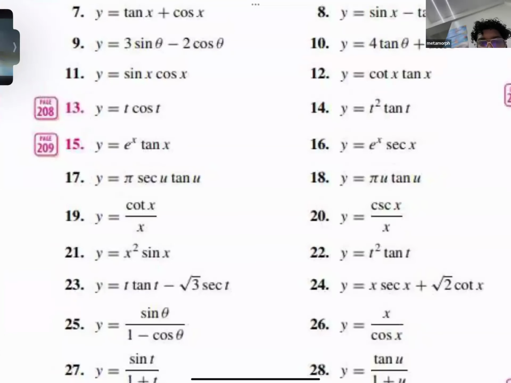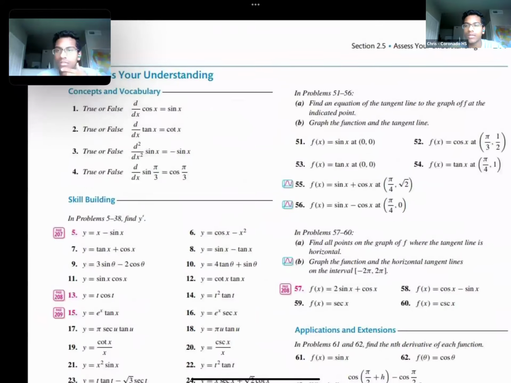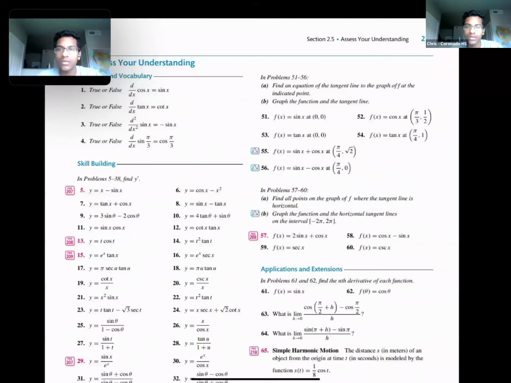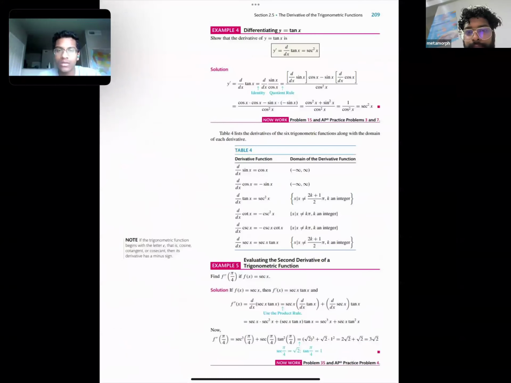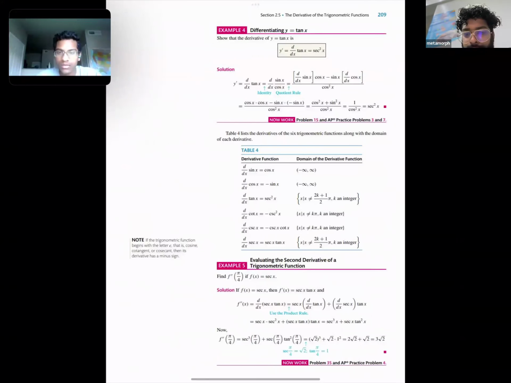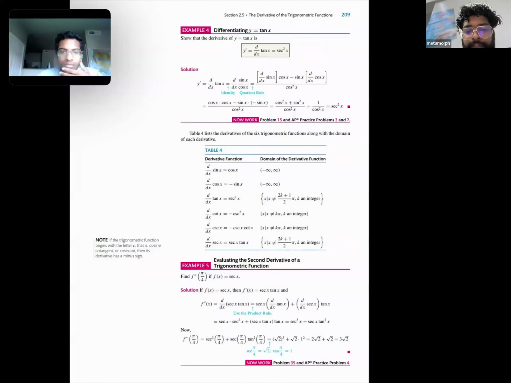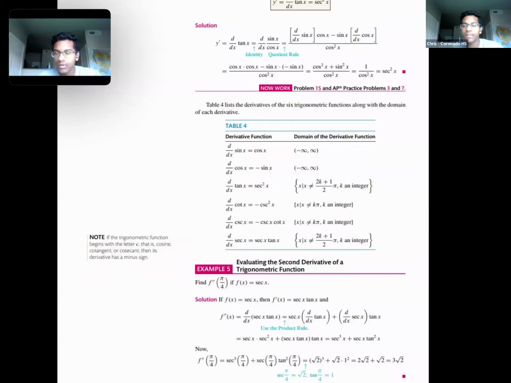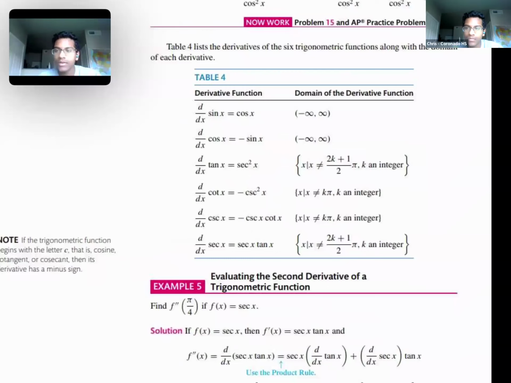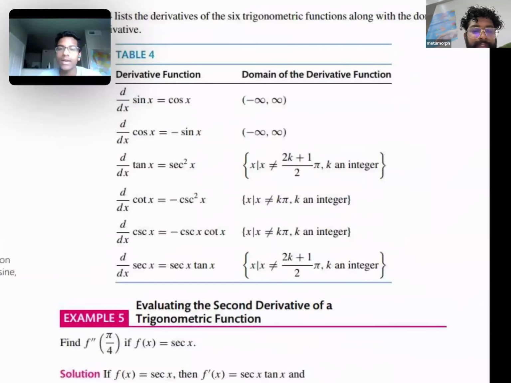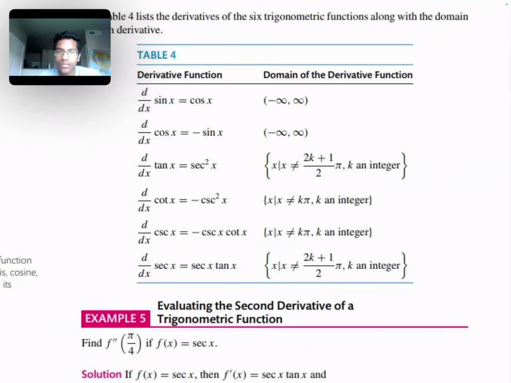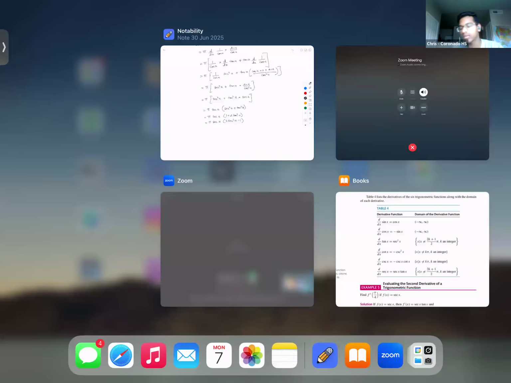Where? Page 209. Yeah, I had to list them down first. So they haven't differentiated and found the proof of this. Let's do this. I don't know how to prove it anyways.